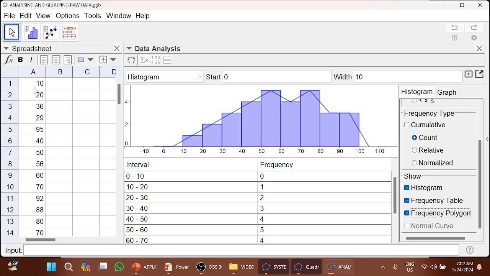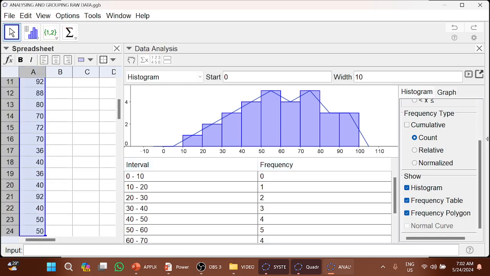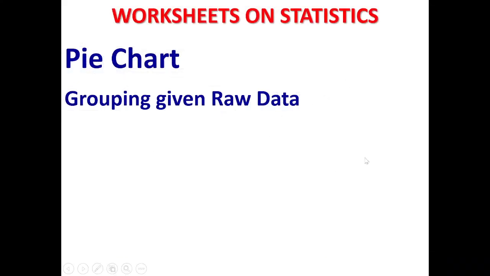I think this sheet can be used by simply changing this raw data. In that spreadsheet, you have to simply copy the raw data. You will get the cumulative table, histogram, frequency table, and frequency polygon automatically.